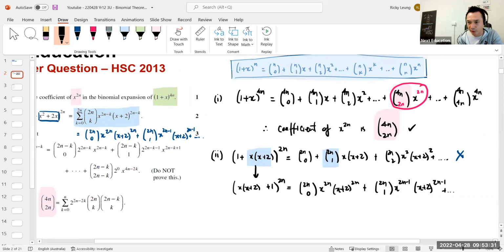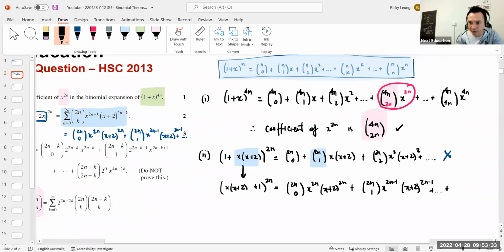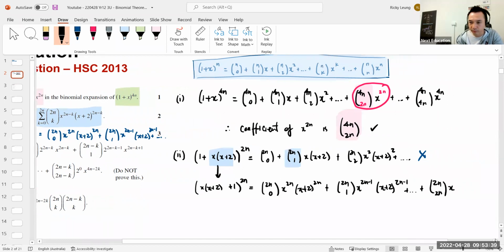And I know that the final term, just for completeness, when it's 2n, x is gone, so I'll just put a 0 there, and then x plus 2 to the power 0 as well. Because then I can abbreviate and summarize this in the summation form. Equals the sum from 0 to 2n of the notation.